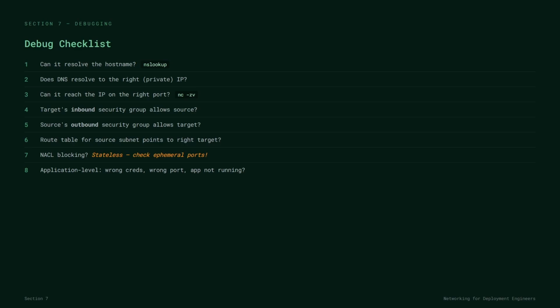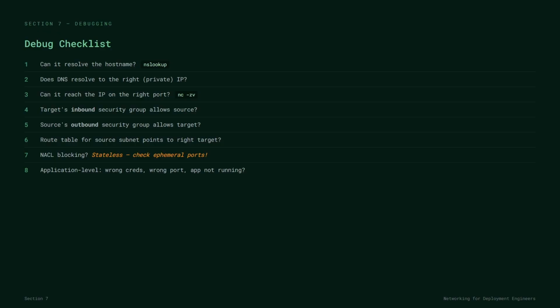Step 2 is, can it reach the IP on the right port? A raw connection test. If this succeeds, your network is fine and your problem is at the application layer. If this fails, continue the checklist.